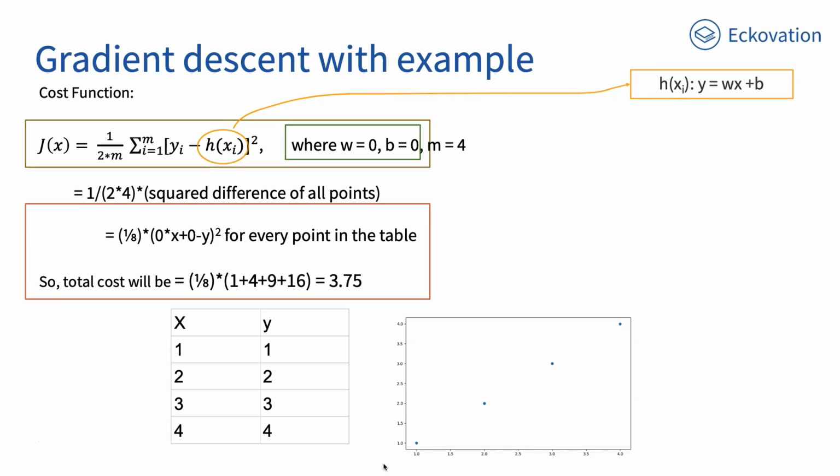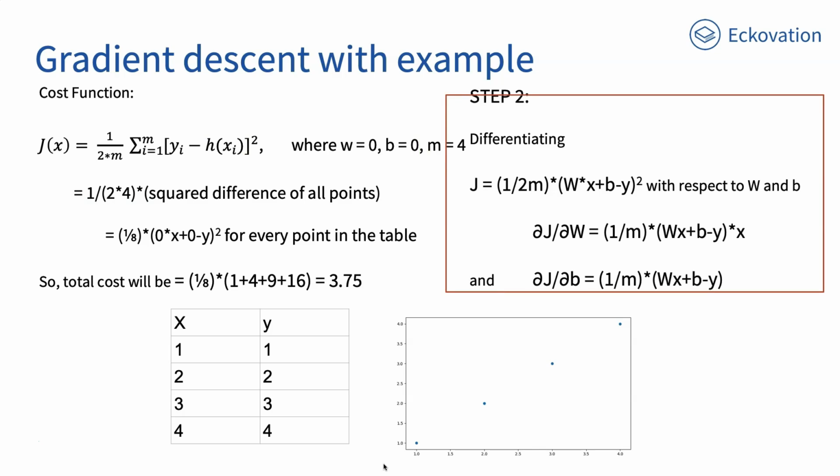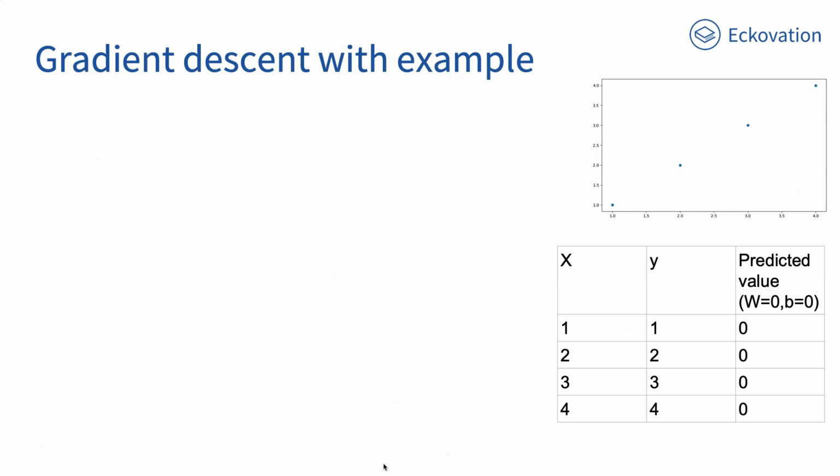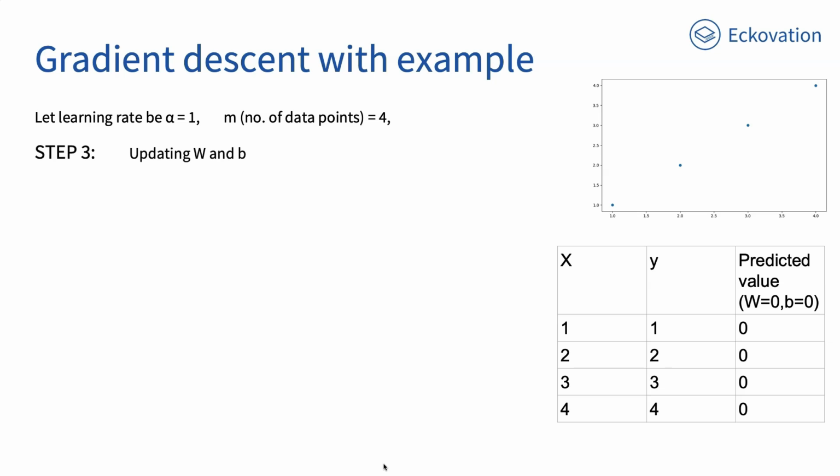The next step is to update the value of w and b such that the total cost comes down. We know that we have to differentiate the cost function to find updated values. The equation for differentiating is shown here. Take a minute to check how we got here. We have J, that is our cost function in terms of w and in terms of b. For the sake of illustration and ease of calculation, let our learning rate alpha be equal to 1. There are 4 points in our data frame, so m becomes 4.